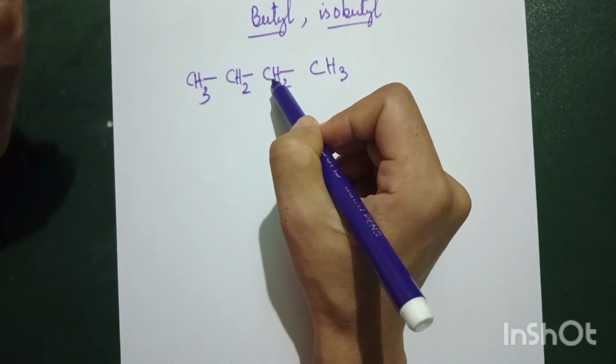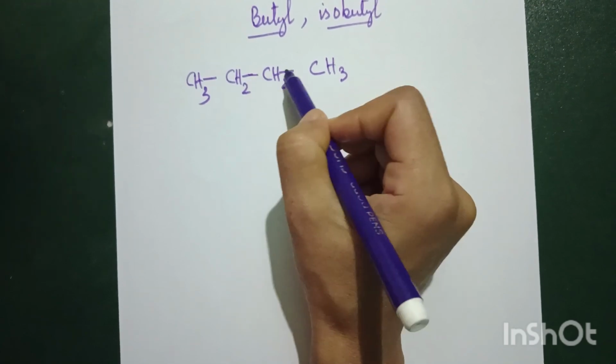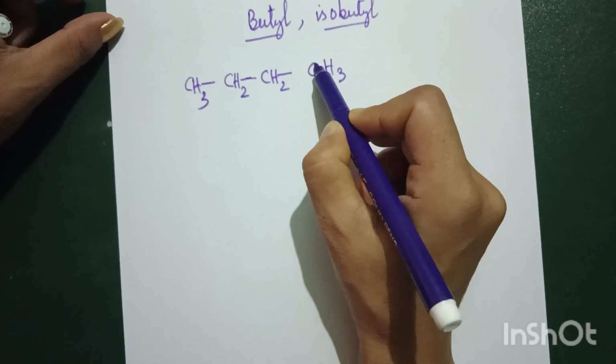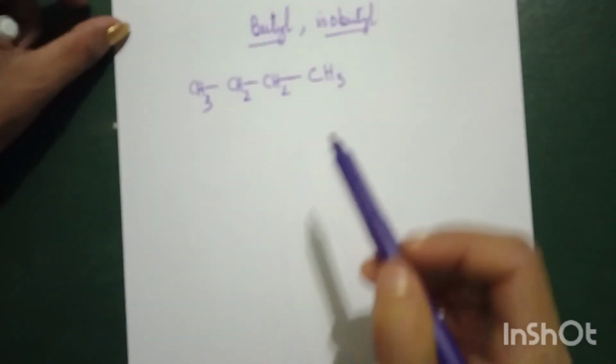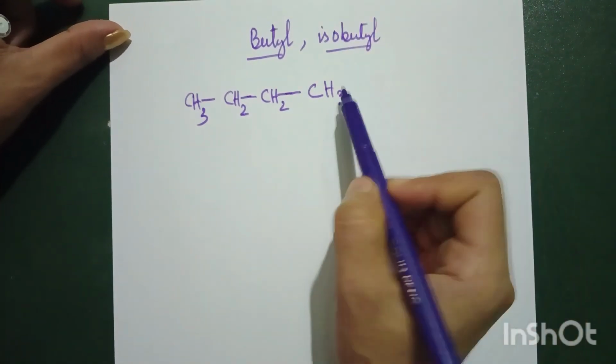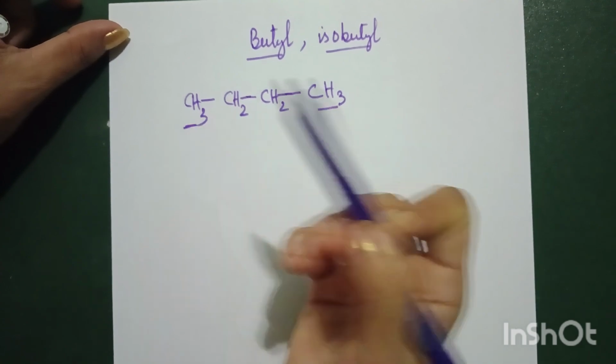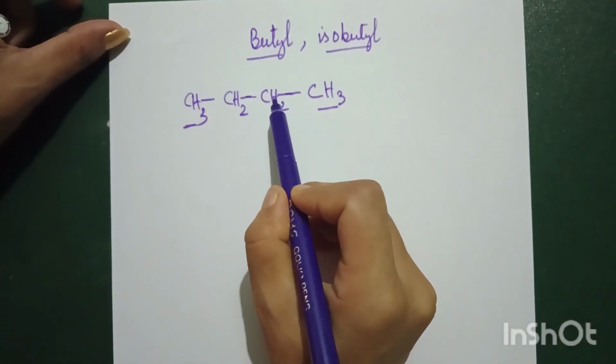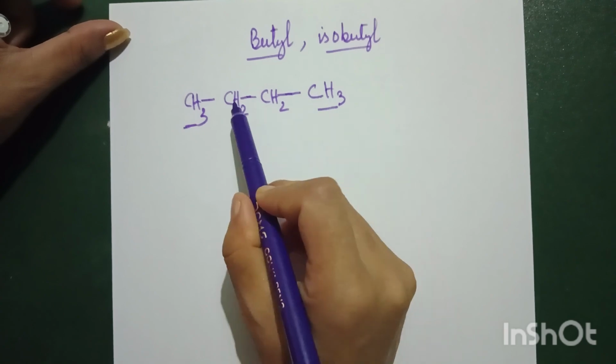This carbon also should have 4 valency: 1 bond, 2 bond, 3 and 4. Okay, so in this way, same 3, 4. Each carbon should have 4 valency. Now let us see how many types of hydrogens are there. This hydrogen and this hydrogens are same. Now this CH2 is surrounded by CH3, CH2.